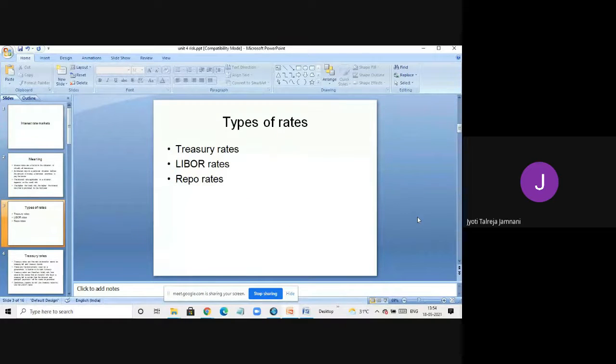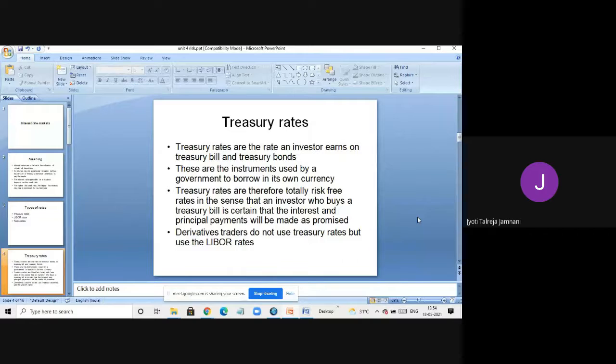Now there are three types of rates: treasury rates, LIBOR rates, and repo rates. I had explained this in my previous class also, but I will repeat it. Treasury rates are the rates that an investor earns on treasury bills or treasury bonds. What are treasury bills or bonds? These are the bonds or bills issued by the government of a particular country in their own currency. So the Indian government also issues treasury bills and treasury bonds.